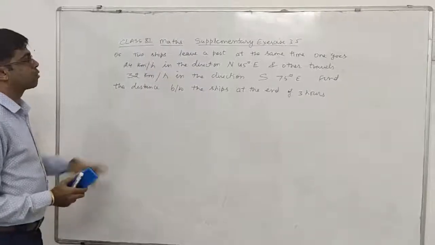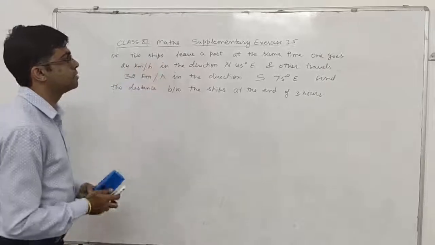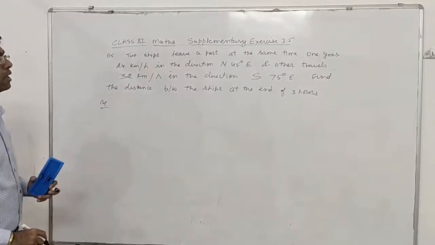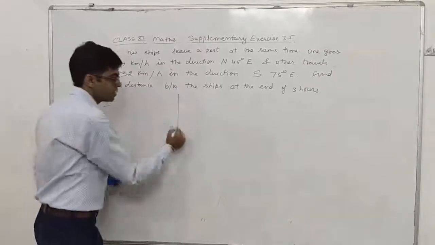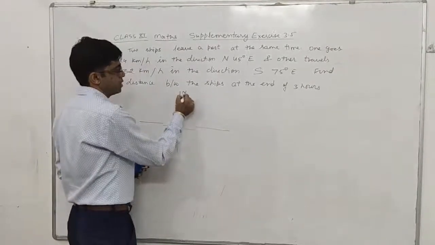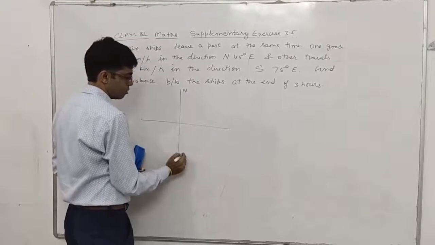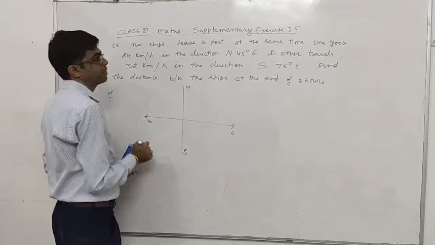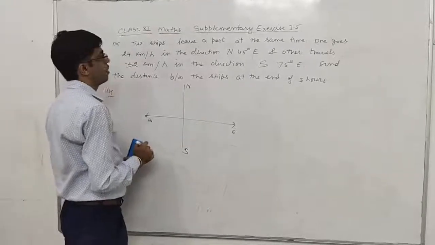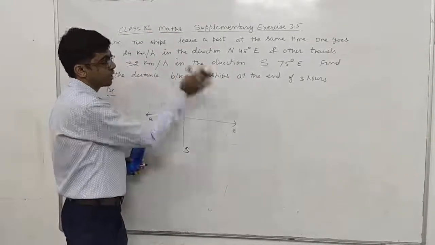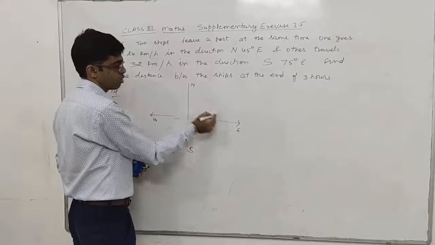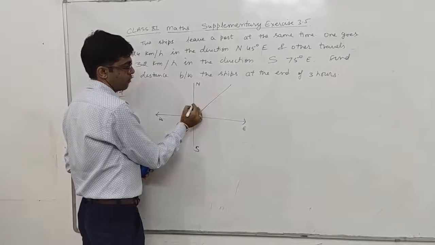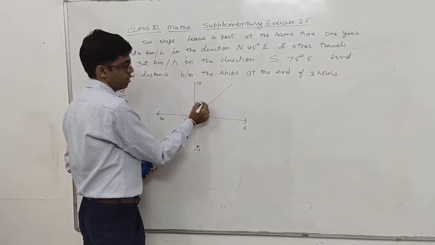Now the 15th question says that two ships leave the port at the same time and one goes 24 km per hour in the direction northeast. Now this is direction north, south, east, west. So one ship is going 24 km per hour in direction north to east, 45 degree. This is north to east 45 degree.